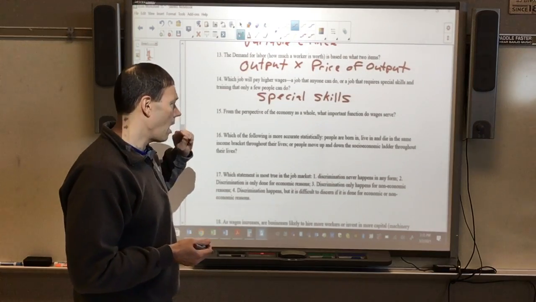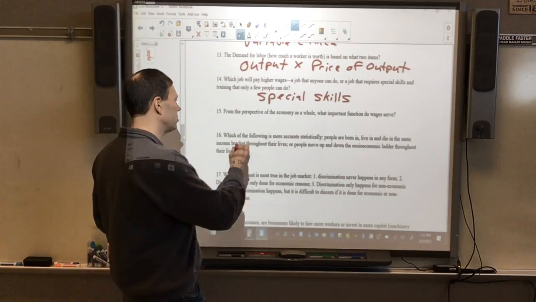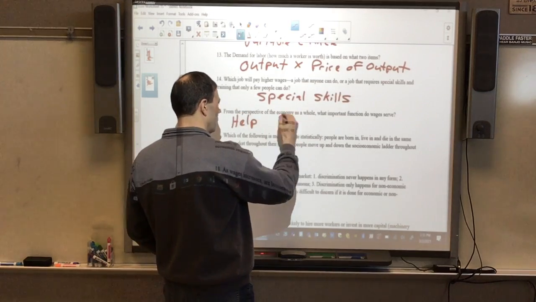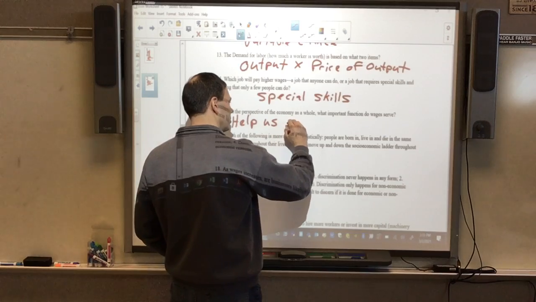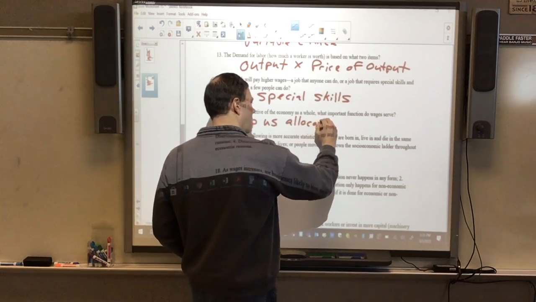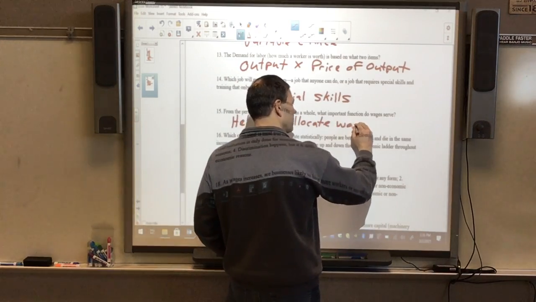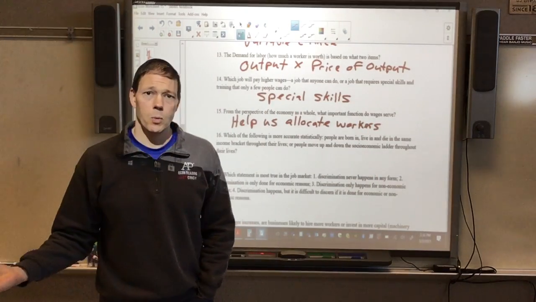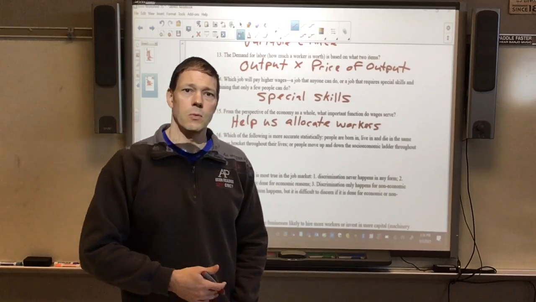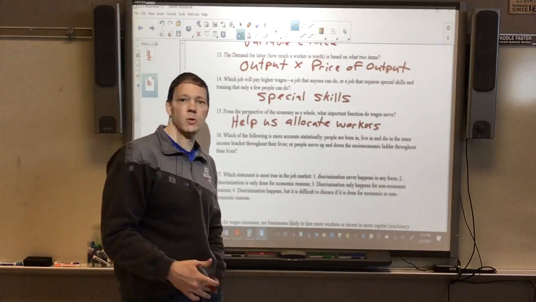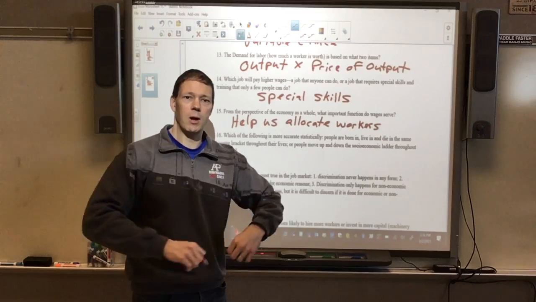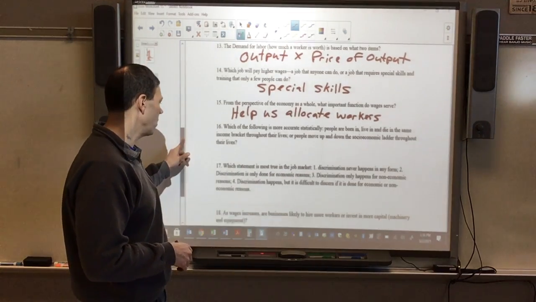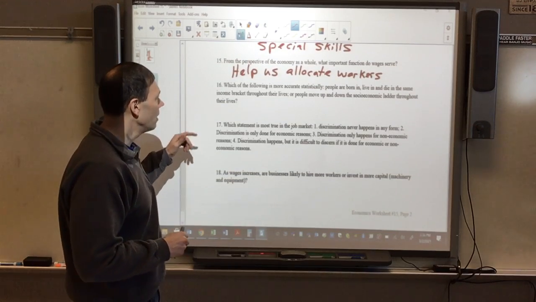From the perspective of the economy, what important function do wages serve? They help us allocate workers, in this case workers as resources. That's a fancy way of saying they help us know which industries need more workers, which industries need fewer workers, which industries are in greater demand or lesser demand, and so we need more workers going here and fewer going here, and so it helps us to allocate our workers and figure out where to go.